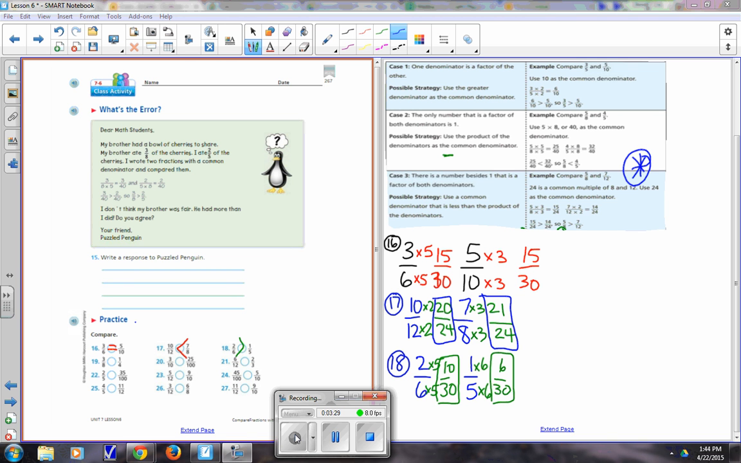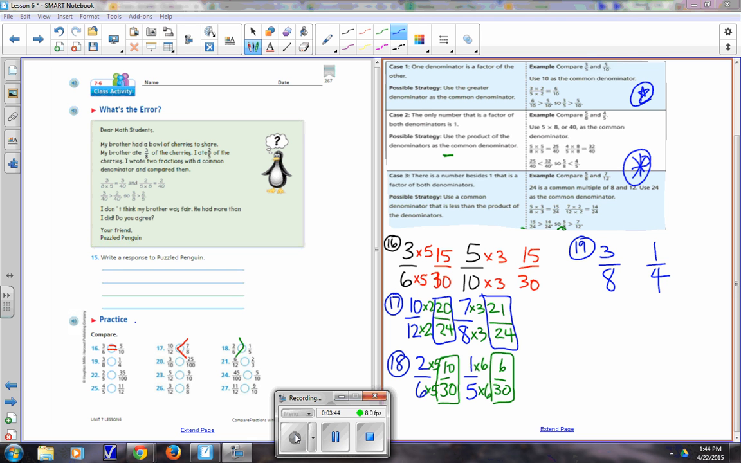Number 19 is 3/8 and 1/4. And I already know that I'm going to use case number 1 to figure this one out because I know that I could get 4 to 8. So I'm going to keep 3/8. I'm going to multiply the top and the bottom by 2 and get 3/8. Oh, except for if I was multiplying correctly. I know you're all screaming at me right now. Miss, that's 2/8. Sorry. So 3/8 is greater than 1/4.